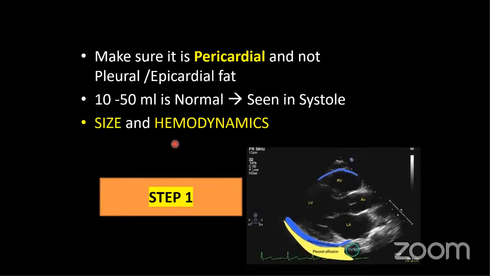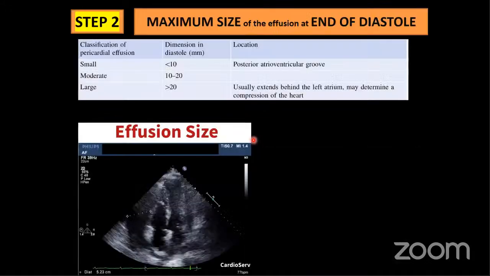Sometimes it might not be very easy to make it out in this view, plaques view. Next, whenever you see fluid in your pericardium, you have to check for the size of the fluid. You have to check whether there is a small amount of fluid in the pericardial cavity, whether it is a moderate amount or a large amount.